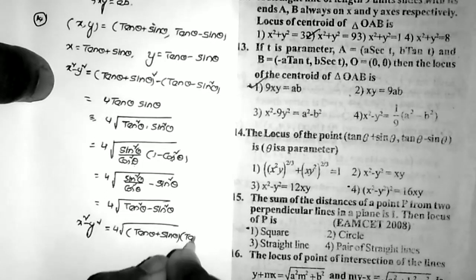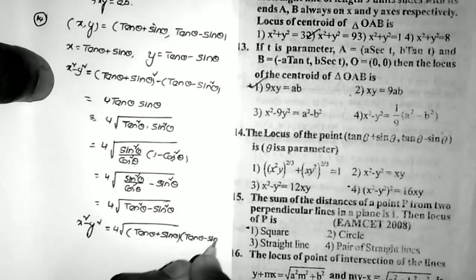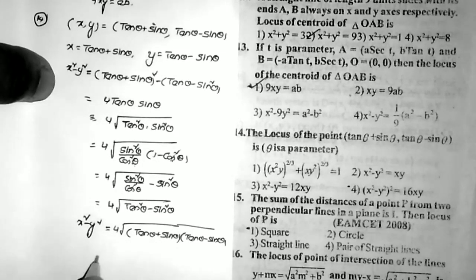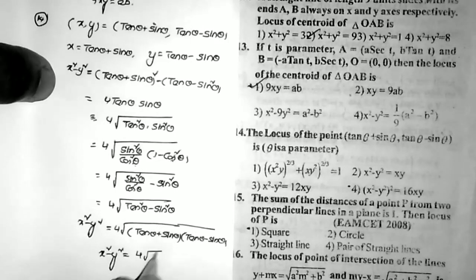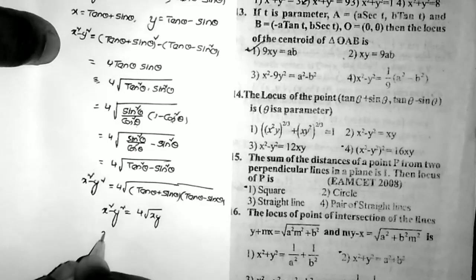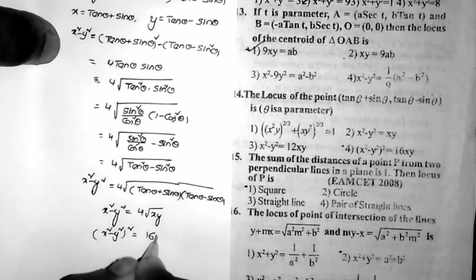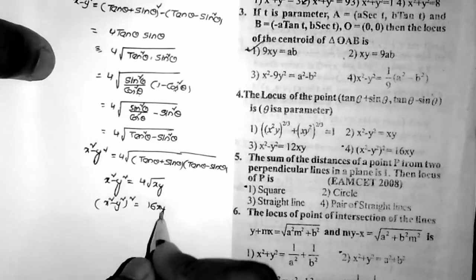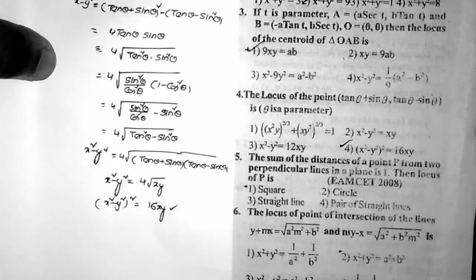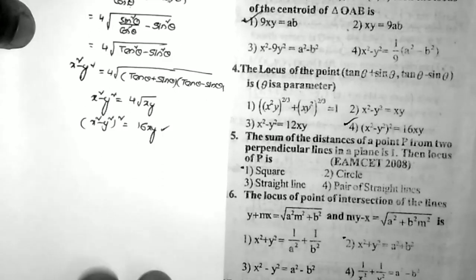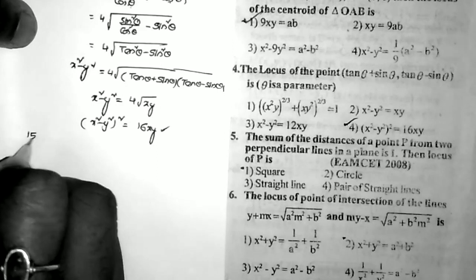But what is tan theta plus sin theta? This is equal to x, already given. This is x, this is y. That is x square minus y square is equal to 4 root xy. Means the value of x square minus y square is equal to 16xy. So this is the answer, that is the last option. Next problem, sum number 15.